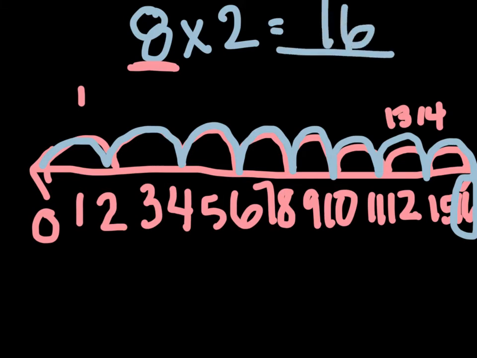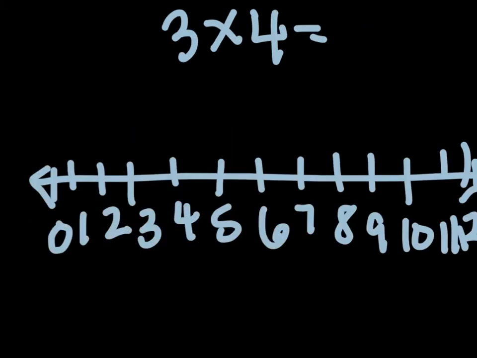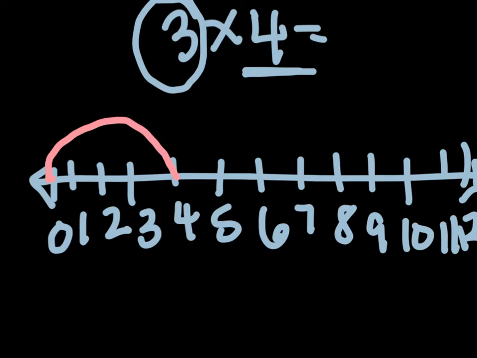Let's do another one. Okay, so on this problem, I have 3 groups of 4. So I'm going to hop on my number line 3 times by 4. So let's start with 0. I'm going to hop 0 to 4. That's 1 hop of 4.